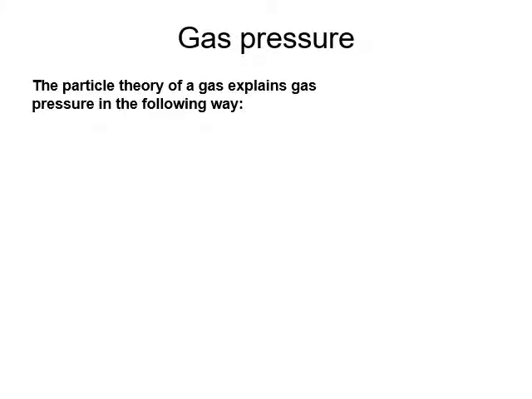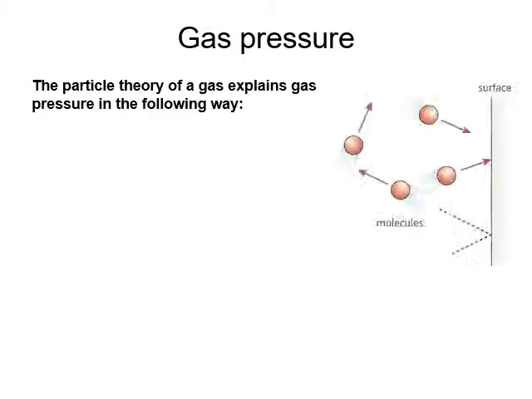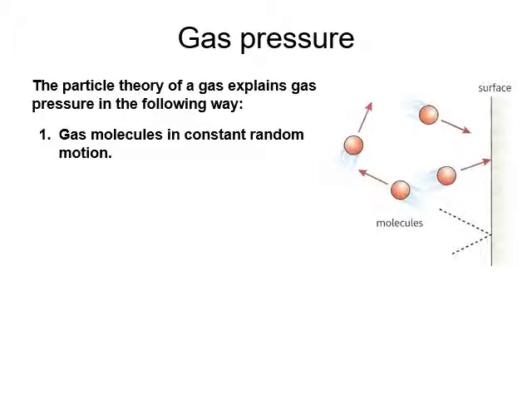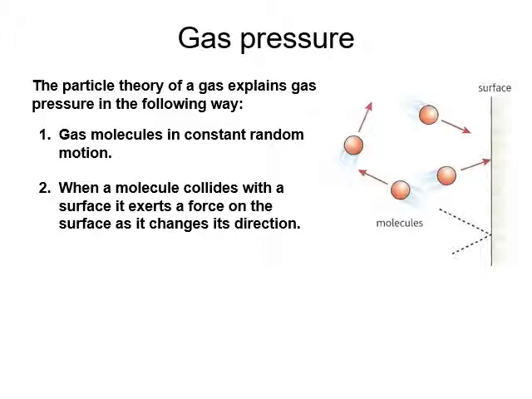So what does this have to do with gas pressure? Well, the particle theory of gas explains gas pressure in the following way. That's a diagram we've probably already seen earlier in the topic. Gas molecules are in constant random motion, we know that now, that's Brownian motion. When a molecule collides with a surface, it exerts a force on the surface as it changes direction. And obviously the surface, according to Newton's third law, also exerts a force in the opposite direction, which causes the particle to move away.